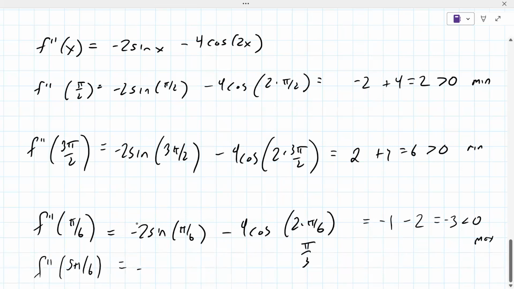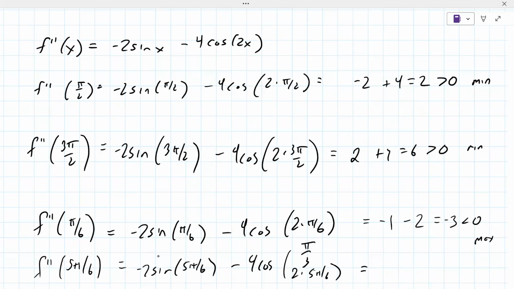So now 5 pi over 6 minus 2 sine 5 pi over 6. It's similar, it's not exactly the same. 2 times 5 minus 1 minus 2? You've got to be careful here. Cosine in the second quadrant is negative, so that ends up being positive. But in the second quadrant, sine is still positive. That one's actually negative 1 plus 2, which is 1, which is greater than 0, which means it's a min.